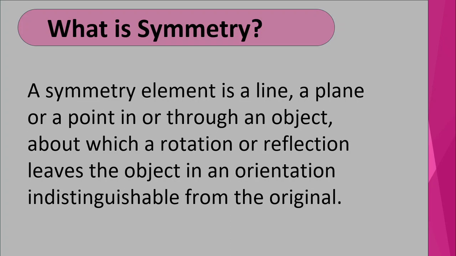We will take this part later. So first, what is symmetry? A symmetry element is a line, a plane, or a point in or through an object about which a rotation or reflection leaves the object in an orientation indistinguishable from the original.